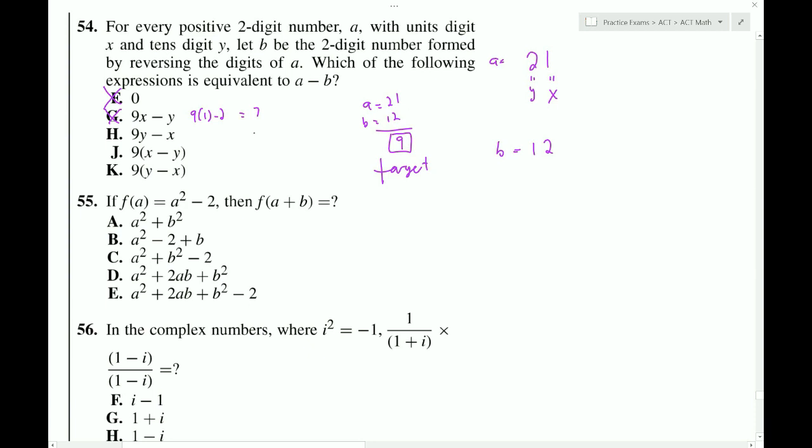9y, so y is 2, so it's 9 times 2 minus x. X is 1. So 18 minus 1 is 17. Also, that's not equal to 9. So let's see. x minus y, so 1 minus 2 is negative 1. 9 times negative 1 is negative 9. Getting warmer. This time it's the right way around. 2 minus 1 is 1, times 9 is 9. So it's the only one that works, and it is the answer.